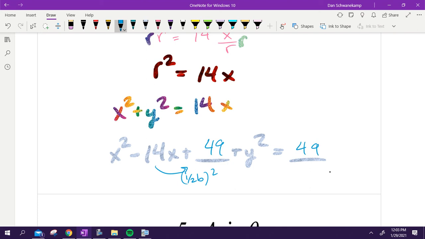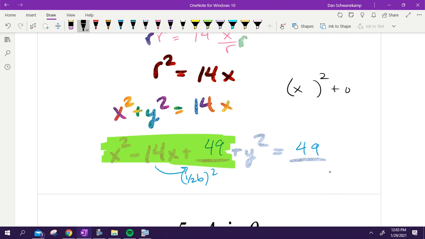49. The last thing I've got to do is factor this part right here. Oh, that's super ugly. To factor it, it is x minus something, squared, plus y squared equals 49. Negative 14, you cut it in half, you get negative 7. That is my missing number.